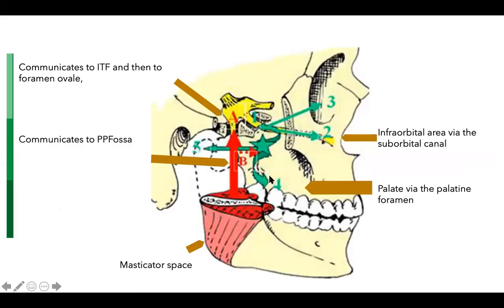Why is this space so important? This space is important because it communicates with areas which are risky for a buccal mucosa or an alveolar or an RMT cancer. These are the three cancers when we talk about buccoalveolar cancers. These are the three cancers that we are interested in. So through this space, these cancers can travel to the ITF and then to the foramen ovale.